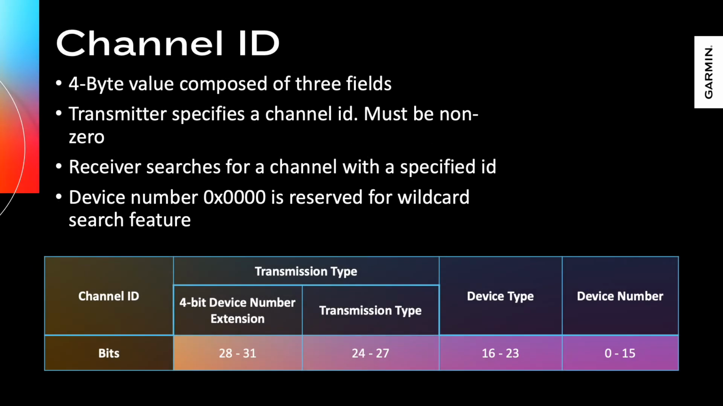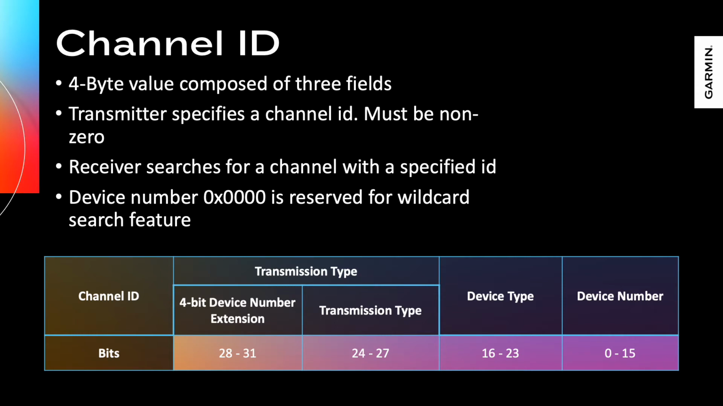The channel ID is the most basic descriptor of a channel, and it can be broken up into three different components: transmission type, device type, and device number. The transmission type specifies the channel's channel type. Recall that this can be either independent or shared, and whether common pages are used. It can also be used to extend the device number from 16 bits to 20 bits. This is called the extended device number and can be used to reduce the probability of two devices having the same device number in the same space.